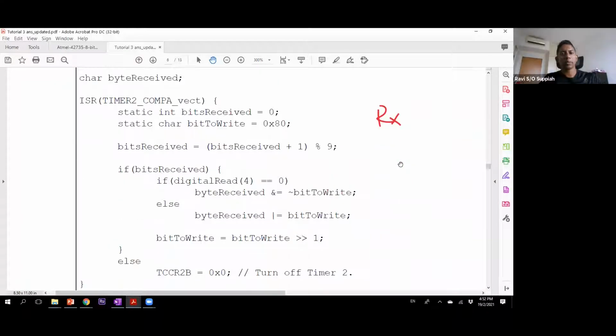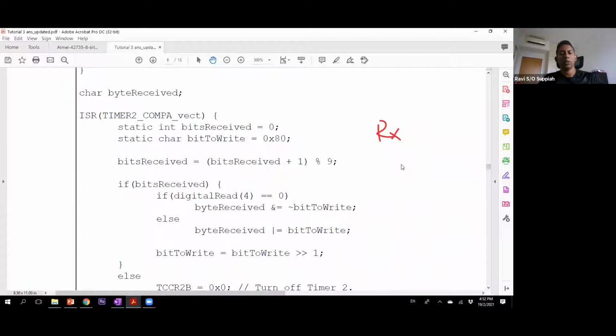Okay, so in the interrupt, you receive data one by one. But when you receive the data, look at what is happening here. You do this operation which is on the bit to write. So what is the bit to write? The bit to write starts off with 0x80. So 0x80 means the most significant bit is a 1.